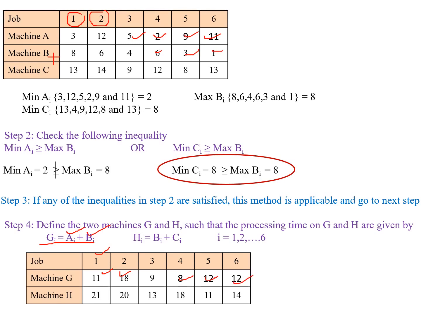Similarly, machine H is defined as the processing time of machine B plus the processing time of machine C with respect to the jobs. Let's go for the first job. The processing time of machine B is 8. The processing time of machine C is 13. So 8 plus 13 is 21. 6 plus 4 is 20. 4 plus 9 is 13. 6 plus 12 is 18. 3 plus 8 is 11. And the last one is 1 plus 13, that is 14.